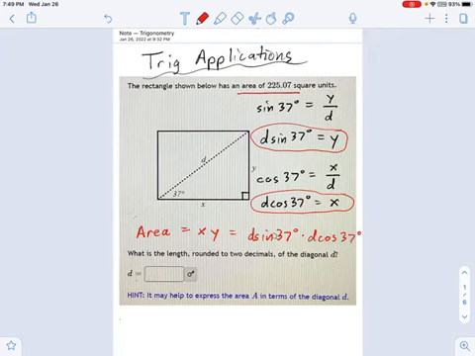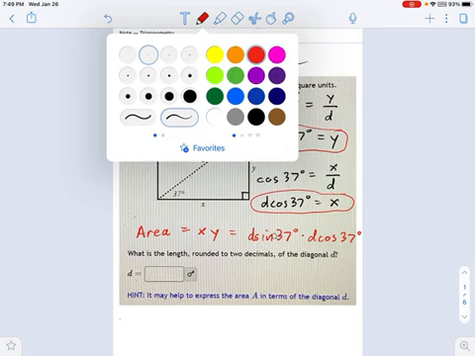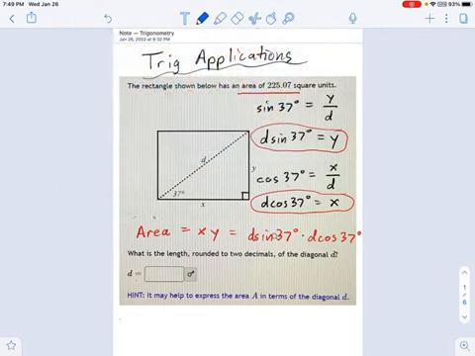Because look at the number of things we know here. Okay, I'm just going to check them off as I work through this. We know what the area is. We know what the sine of 37 degrees is. We know what the cosine of 37 degrees is. Or at least my calculator knows. I can plug that in there.